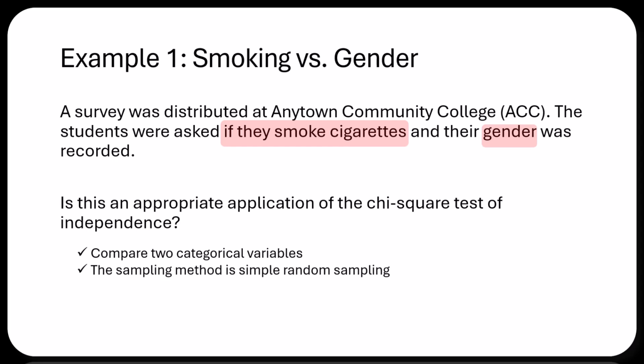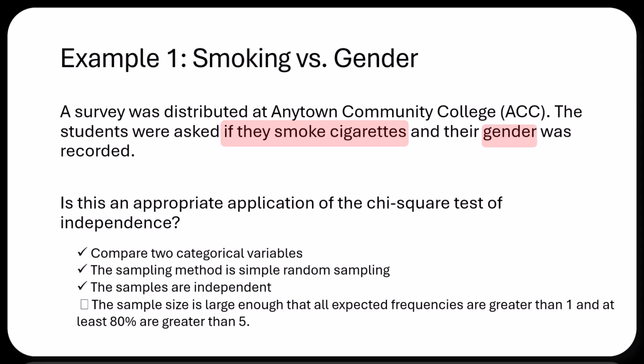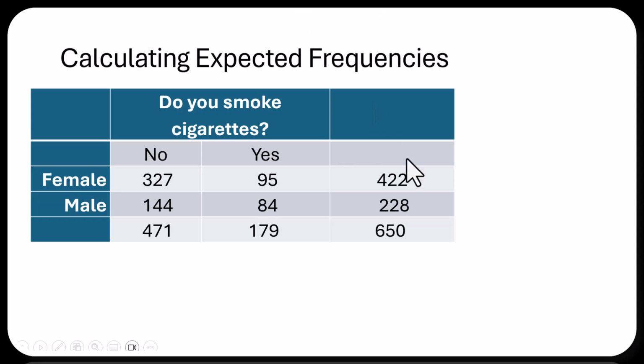We will assume that random sampling was done. Were the samples independent? Again, we will assume that this was the case. So now we have this last requirement, which is that the sample size is large enough that all expected frequencies are greater than 1, and at least 80% of them are greater than 5. So unfortunately, in order to check this requirement, we're going to have to calculate the expected frequencies for this data set. So here is our data set.